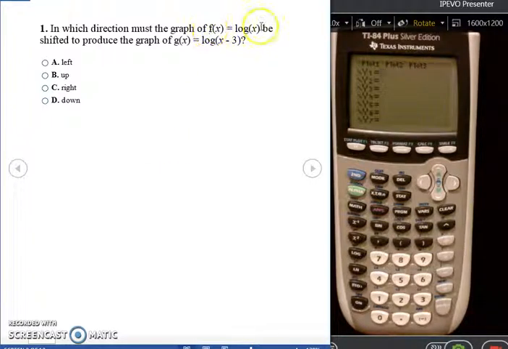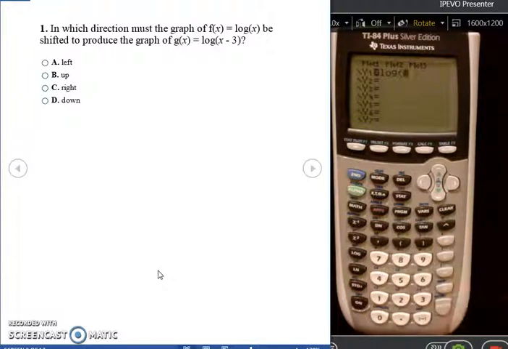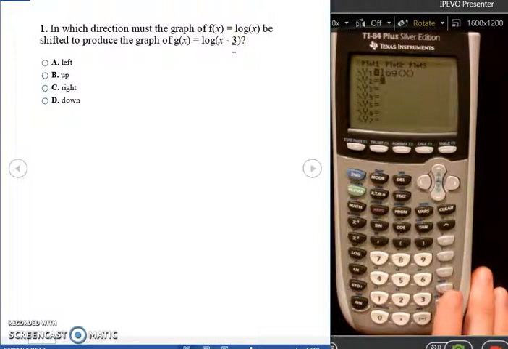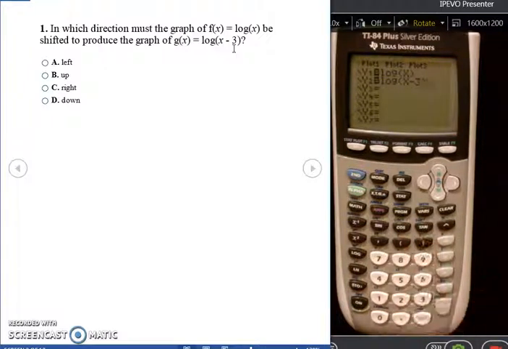For y1, I'm going to use the first one, the f of x, and I just put everything after the function notation, to the right of the equal sign. So I'm going to put in log of x. Here is my log button, beside the 7. I press log, and it already gives me the parenthesis, so then I press x and end the parenthesis. For y2, I'm going to put in g of x. Once again, I just type in what is right of the equal sign. So I press log, then x minus 3, and parenthesis.